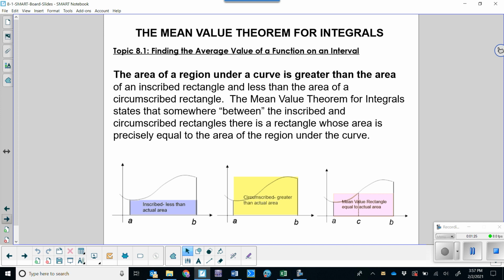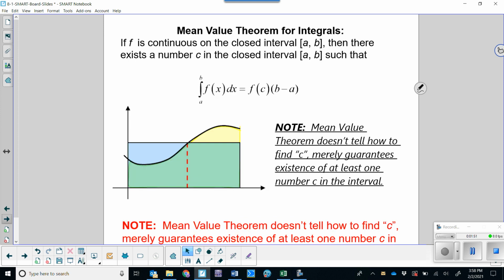And so the theorem guarantees that there is at least one place on the curve where if we drew this rectangle, we would get that exact area. And then again, we just call that c. So we're guaranteed that there is at least one place c that gives us a rectangle that is exactly the same as the area under that curve.